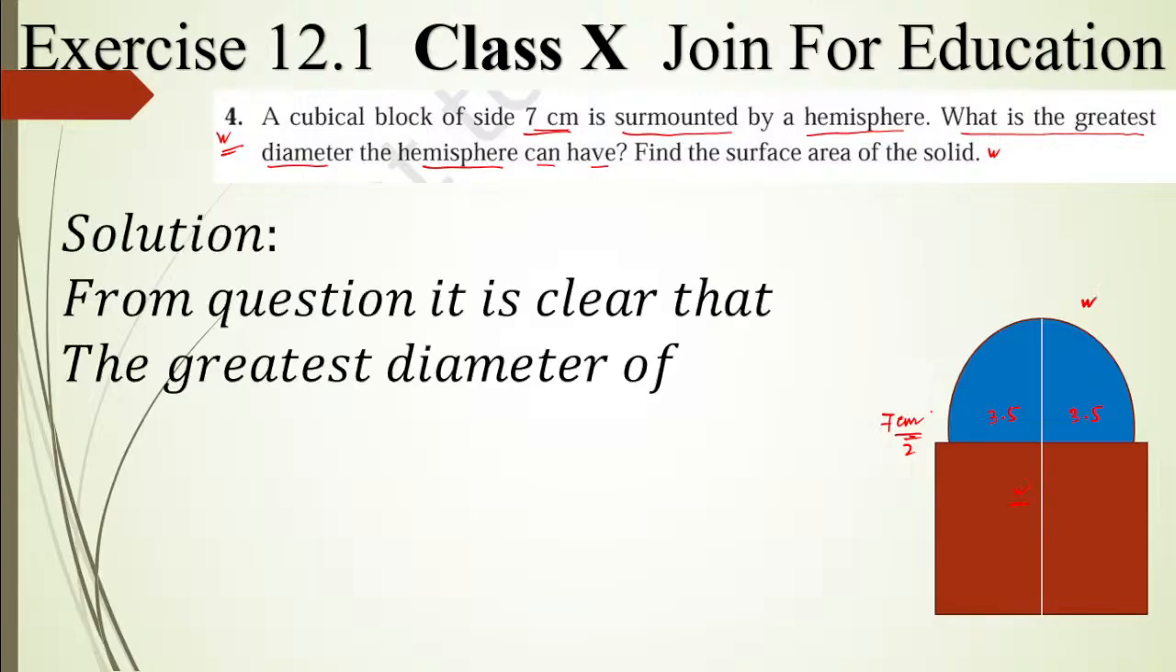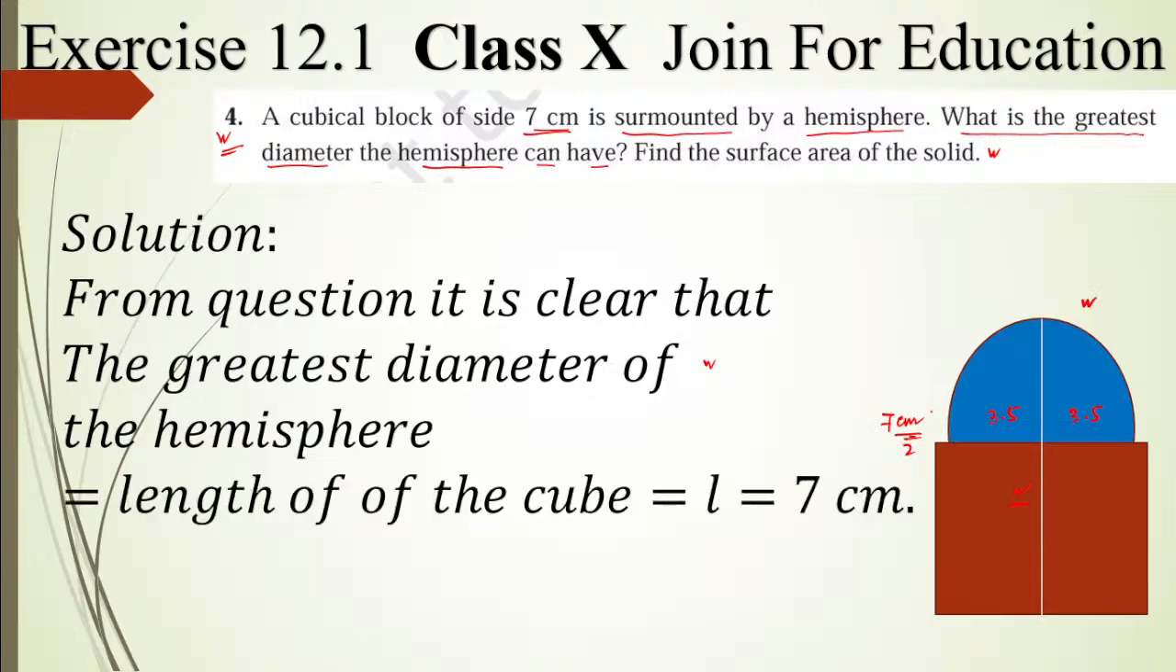From the question it is clear that the greatest diameter of the hemisphere equal to the length of the edge of the cube, which is generally denoted by L, and this is 7 centimeter. So 7 centimeter is the answer of this part: what is the greatest diameter the hemisphere can have?